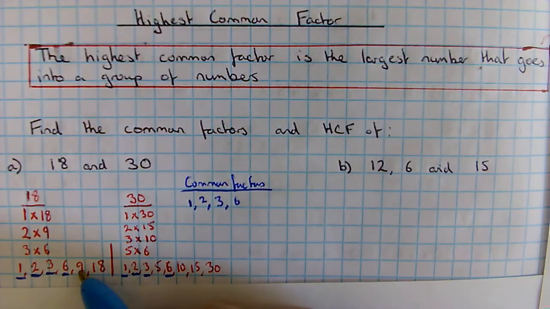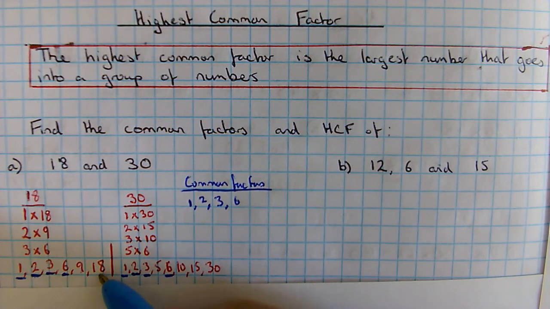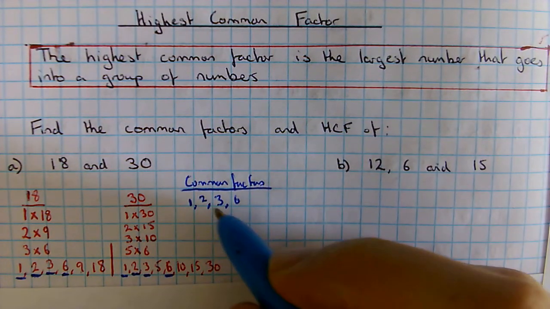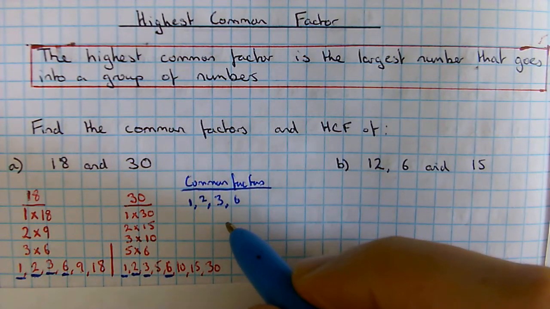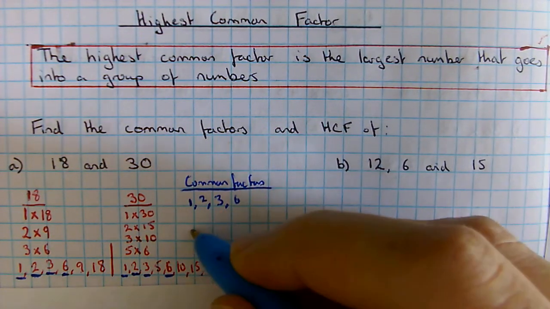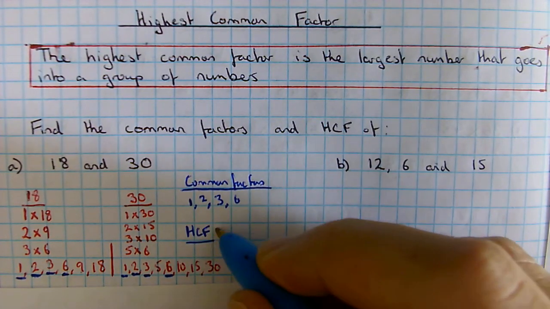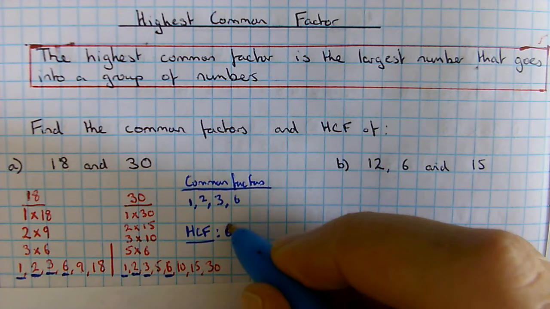6. 9 is in this list but is not in this list, so I don't underline it. And 18 is in this list but is not in this list. So those are my common factors. And all it's asking for is what's the highest common factor? Well, the highest common factor is the highest number in this list, and the highest common factor is 6.